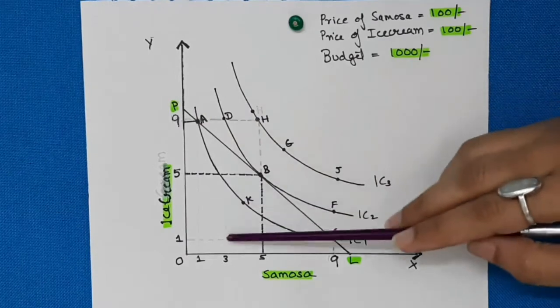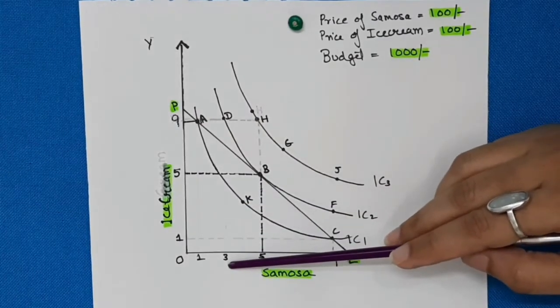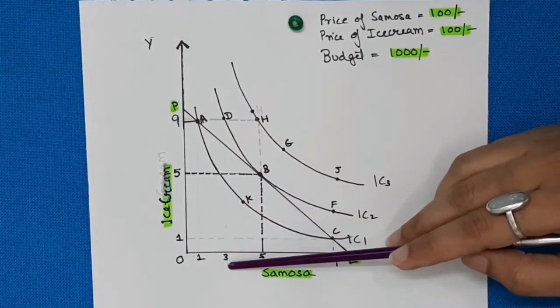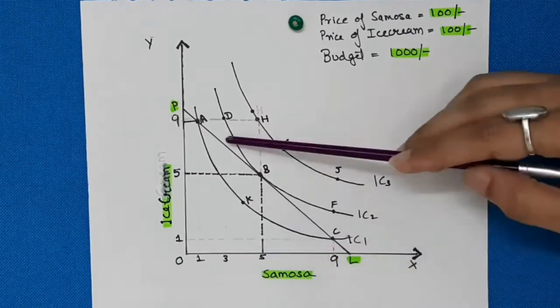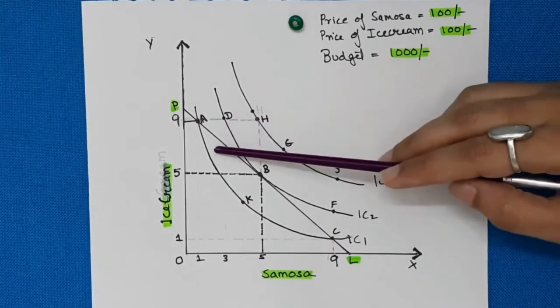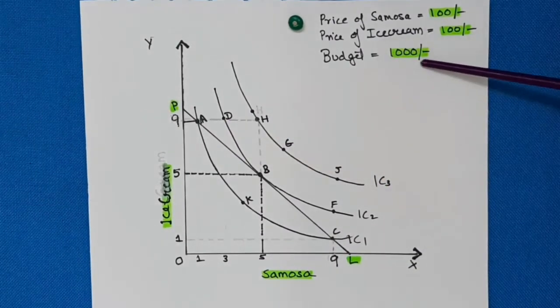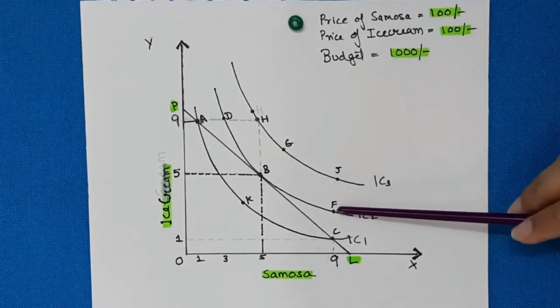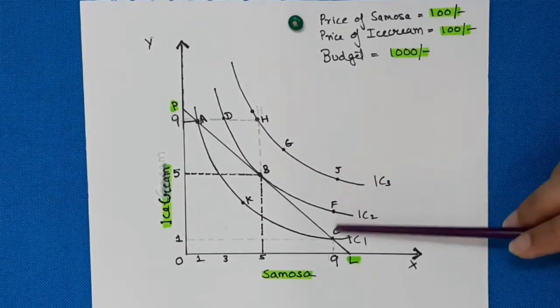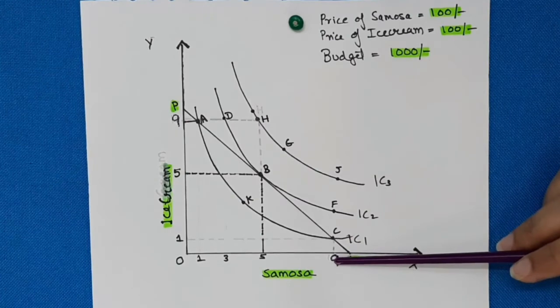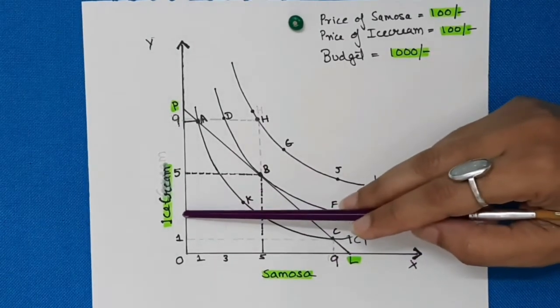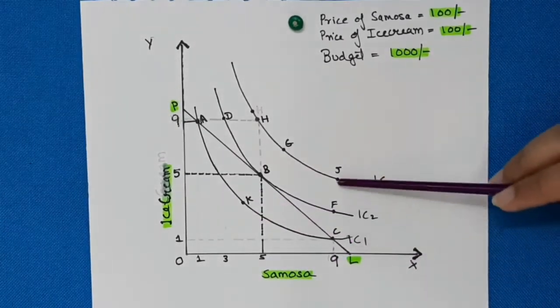In order to buy 3 units of samosas, you need to pay 300 rupees. 9 plus 3 is 12. That means you have to pay 1200 rupees to buy this combination at D. So this is out of our budget because our maximum budget is 1000 rupees. Again, if you go back to F, you will find the same thing. At F also 9 samosas for 900 rupees, 3 ice creams for 300 rupees, and 1200 rupees is out of our budget.